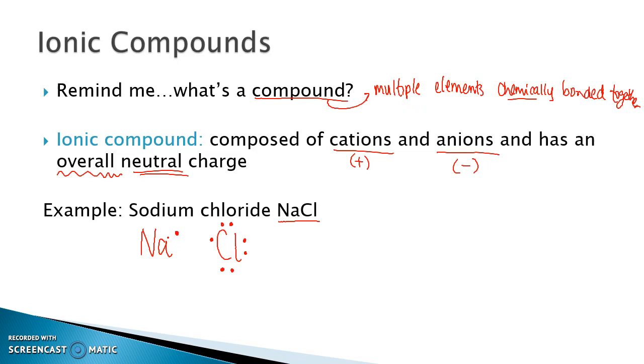Since we know sodium wants to lose this electron, and chlorine wants to gain it, what's going to happen when you form an ionic compound is we're going to see a transfer of electrons. The one that wants to lose is going to give it away to the one that wants to gain. This is called the electron transfer.